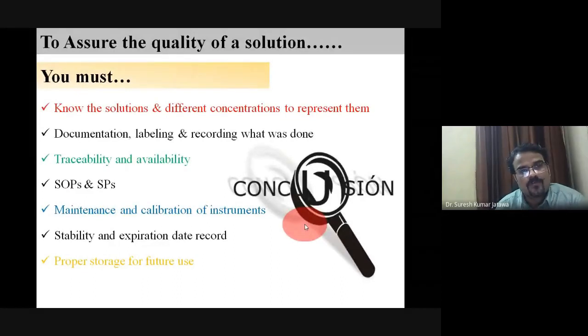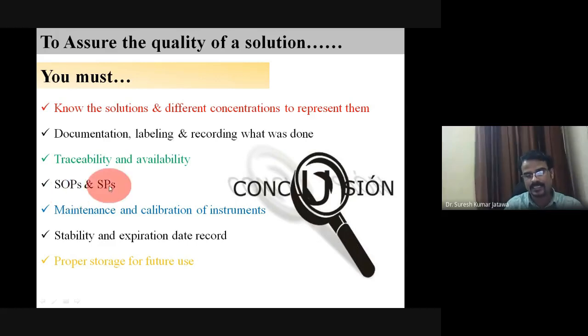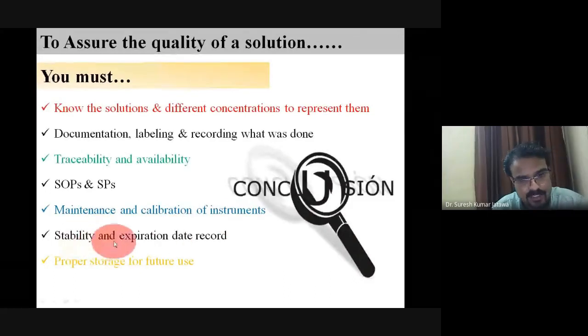To ensure the quality of the solution, you must know the solutions and their different concentrations to represent them. Their documentation, labeling, recording of your experiment, what you have done in your laboratory. Traceability and availability of your solution. SOPs, means standard operating procedures, and SPs, standard procedures. And maintenance and calibration of your instruments regularly on time during the time intervals. Stability and expiration date record. Proper storage for future.